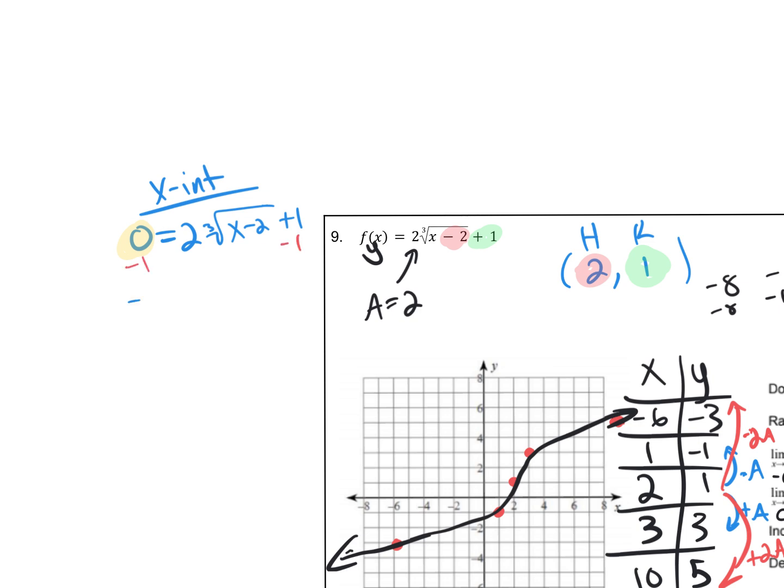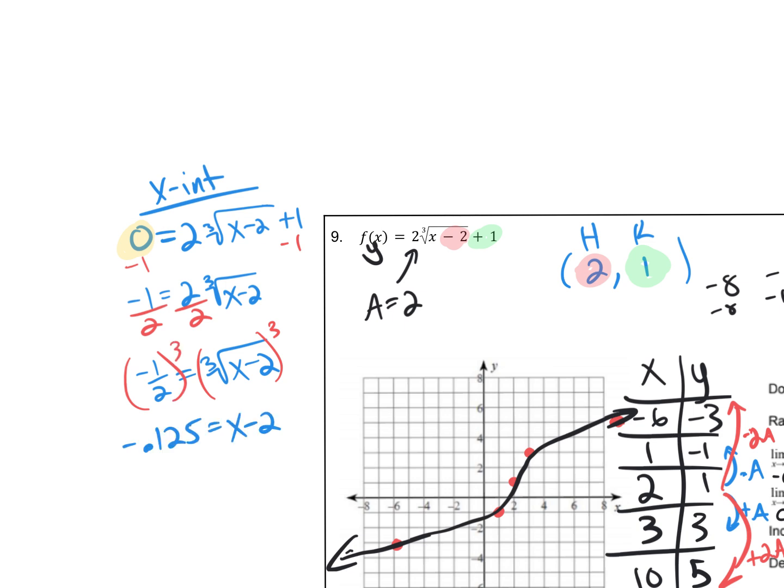In this case, we need to subtract 1 to start. Once we subtract 1, we get -1 equals 2 times the cube root of x minus 2. Then we want to cancel out the a value using some division. Once we divide here, we get -1/2 equals the cube root of x minus 2. In order to get rid of the radical, we need to take it to the power of the index, so in this case, we're cubing it.